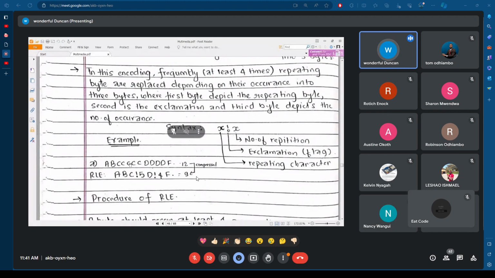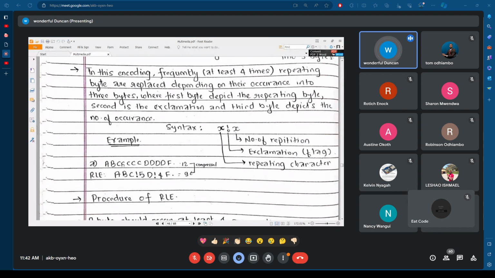In some materials they don't put this flag. In some books, or if you look at this information maybe from the internet, in some materials you will find that they are not putting the exclamation mark. But whether you put it or not, it is still run-length encoding or data compression. As for me, I picked this, and we are going to stick to this. So in case I test you on this, you remember to put the flag.